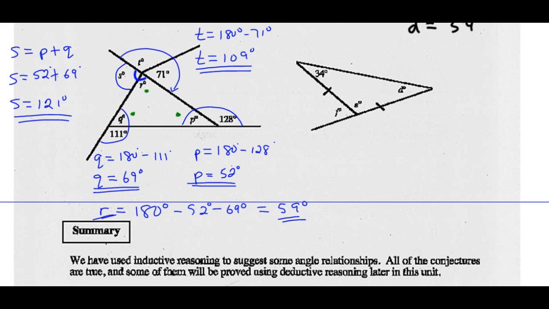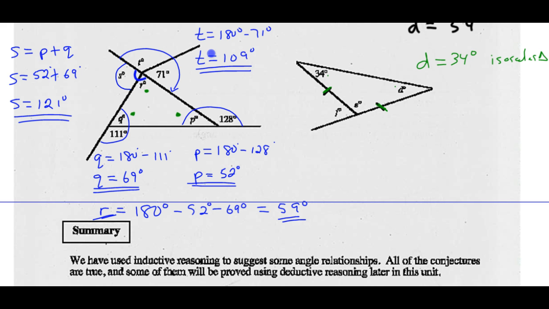Last example. Let's do this one in green. We are told that these two sides are the same length. That means this is an isosceles triangle. Therefore, the angles opposite those two sides must be equal. So angle D has to equal 34 degrees because it's an isosceles triangle. All right? Because of an isosceles triangle, those two angles must be equal.